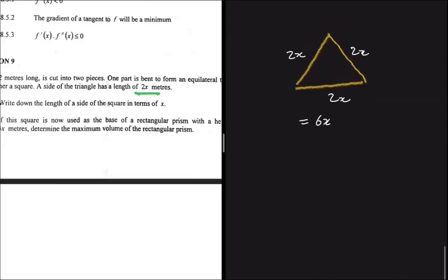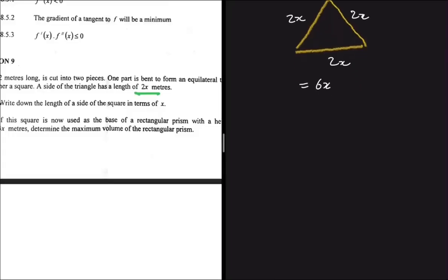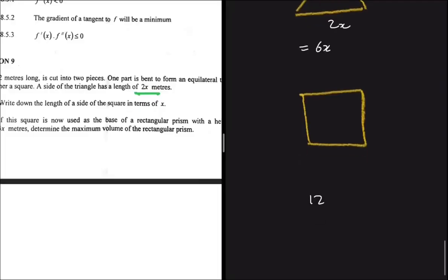And now the piece of wire that is remaining, the other piece, is used to form a square. So let's go ahead and have a square. From the 12 meters, we have already lost 6x meters, so we can say 12 minus 6x. This is the amount of wire that is used to construct the square.